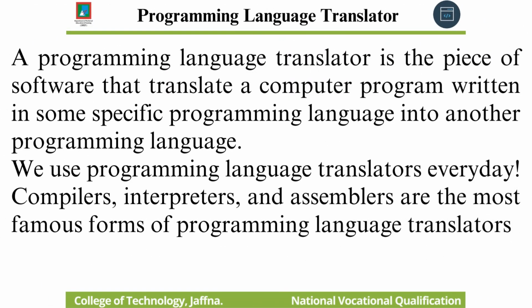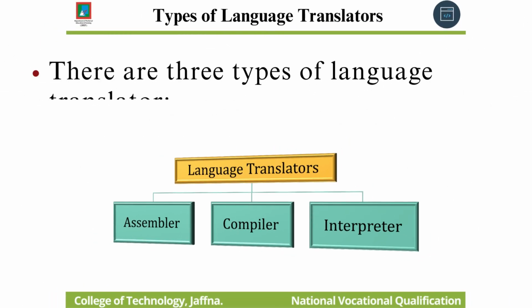Programming language translator. A programming language translator is a piece of software that translates a computer program written in some specific programming language into another programming language. We use programming language translators every day. Compilers, interpreters, and assemblers are the most famous forms of programming language translators. There are three types of language translators: compilers, interpreters, assemblers.